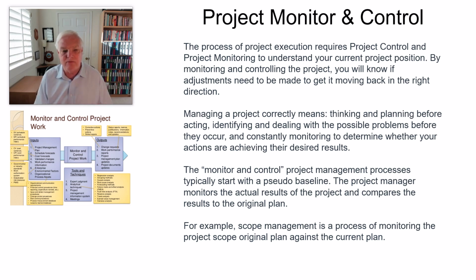The project manager monitors the actual results of the project and compares the results to the original plan. For example, scope management is the process of monitoring the project scope's original plan against the current plan. So we are continuing to do that in here. Thinking and planning before acting, identifying and dealing with the possible problems before they occur, and constantly monitoring to determine whether the actions are achieving their desired results is exactly what we refer to as managing a project correctly.